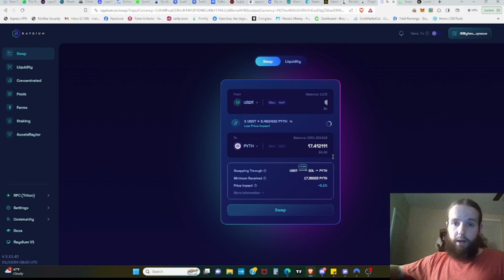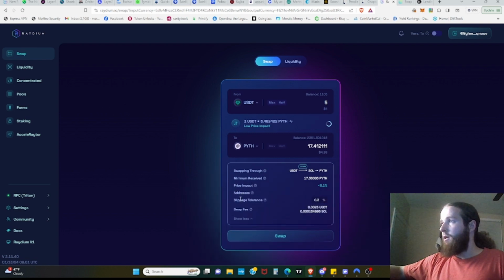I've noticed with Raydium, just as a heads up for you guys, it's going to show you one number here in the top as to what you're going to receive, but 10 times out of 10, I've noticed anyway personally, that when it says minimum received here on the bottom, that's what you're going to get. And I'm going to show you here in a second that that's how it's going to work.